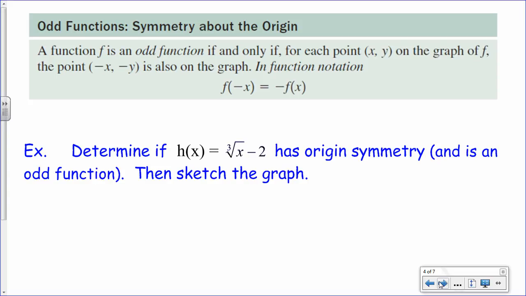All right, we're going to talk about odd functions. I'm going to show you the graph of an odd function here in just a minute. So a function is an odd function if and only if you have x, y, you also have the opposite of x and opposite of y. So now this is the rule. F of negative x gives me negative f of x. That means if you plug in negative x, you get the exact opposite of the whole function.